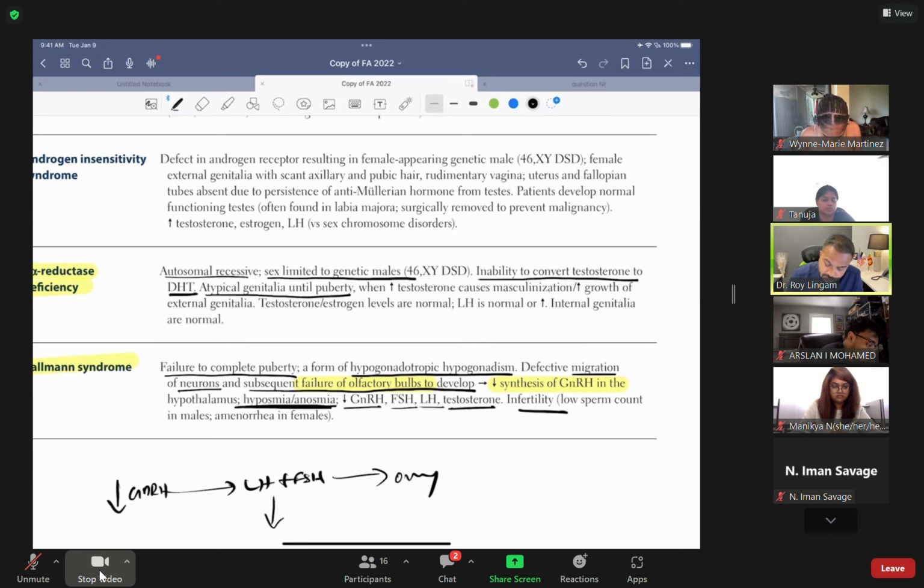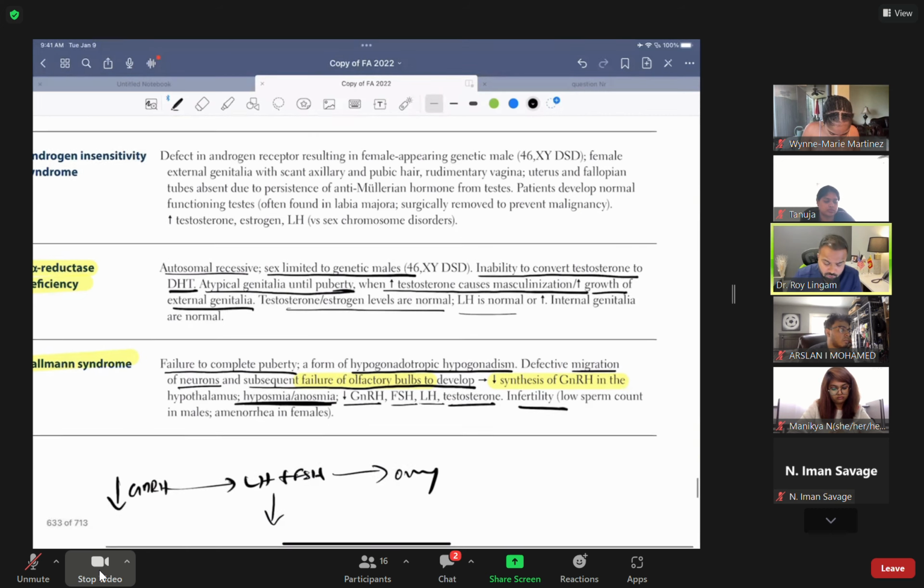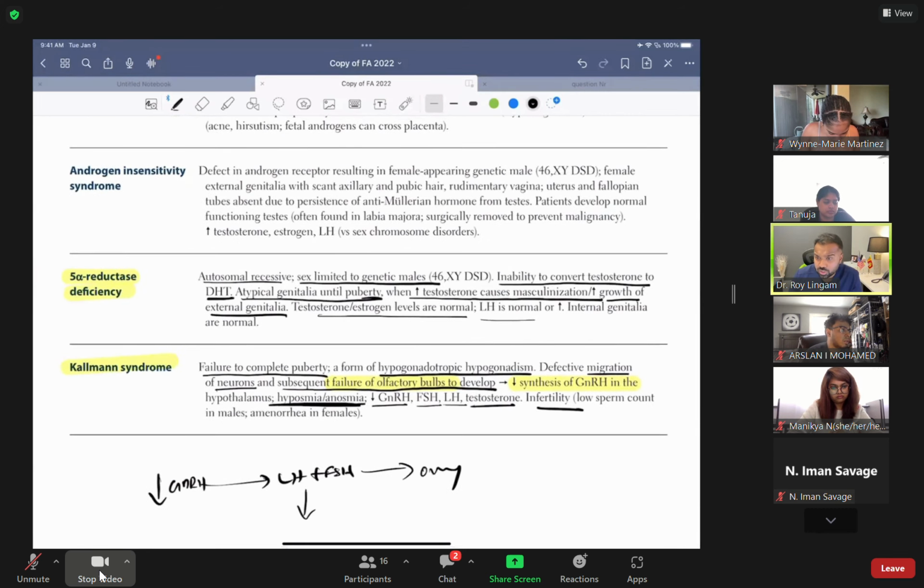Atypical genitalia until puberty. Remember, I was mentioning, if you cannot get DHT, they cannot get the development. But after puberty, they get more testosterone that gives you masculinization and growth of external genitalia. So they become normal after puberty, folks, okay? They become almost normal. Testosterone, estrogen levels are normal. Everything is pretty much normal here, folks, okay? So only symptom is until puberty. After puberty, they grow back, okay? So that's 5 alpha reductase deficiency.